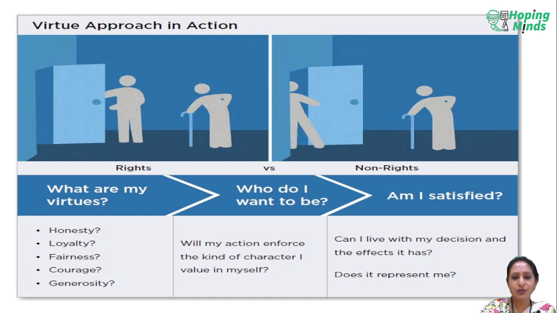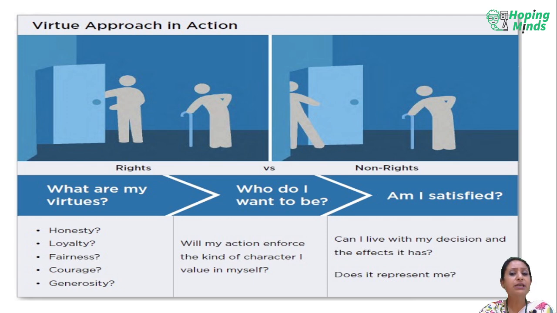So now a small model of virtue approach in action. Right versus wrong. What are a person's virtues? What are my virtues? What are your virtues? Honesty, loyalty, fairness, courage, generosity. Who do I want to be? Will my action enforce the kind of character I value in myself? Will it make a difference? Am I satisfied? Can I live with my decision and the effect it has? Does it represent me? Is it me whom I'm talking about? Will the virtues of honesty, loyalty, fairness, courage, and generosity be reflected? So we need to think.